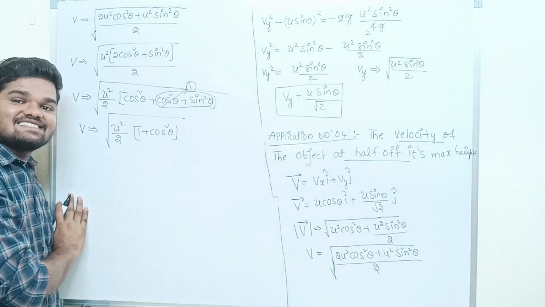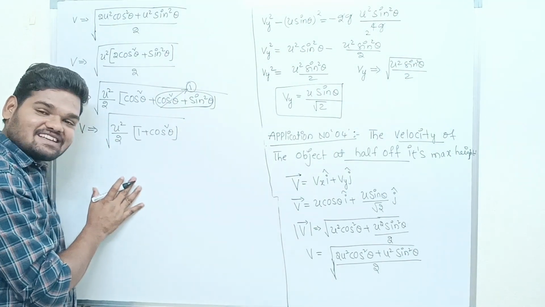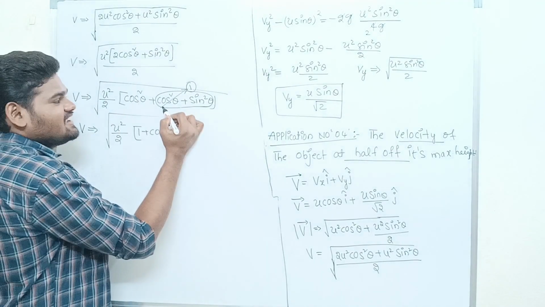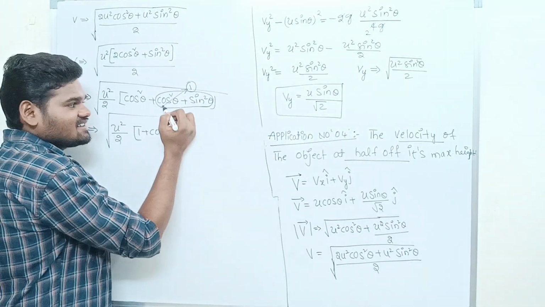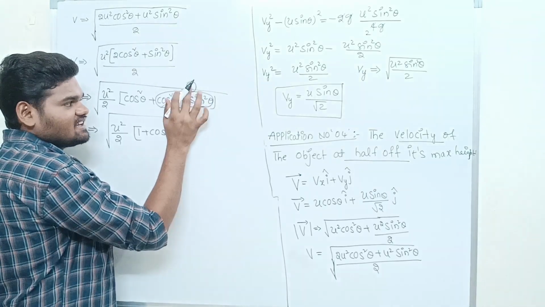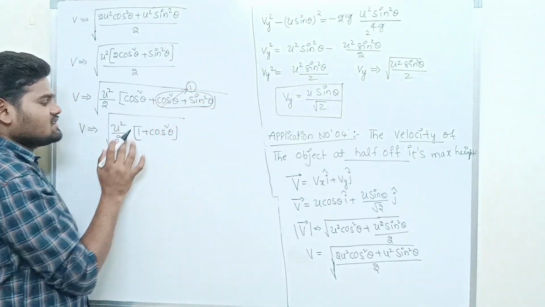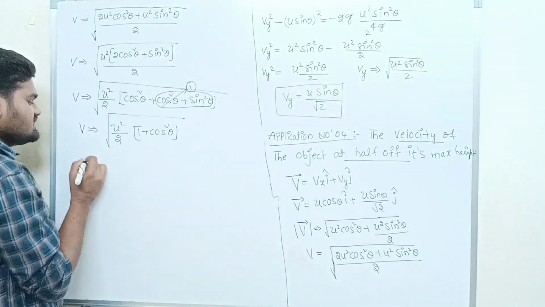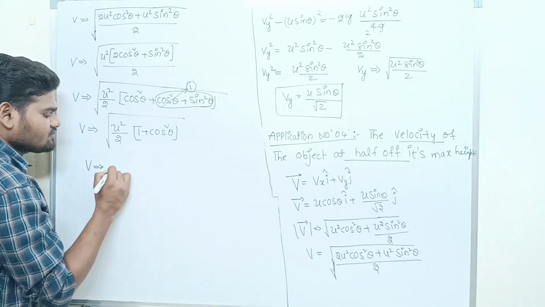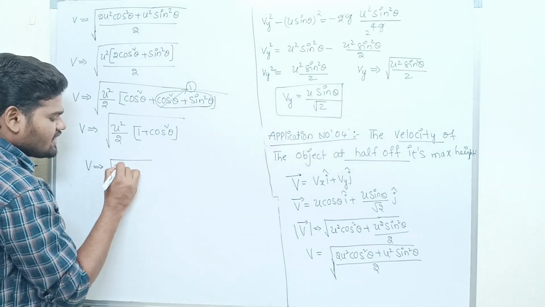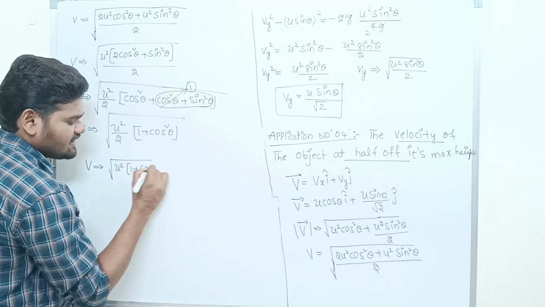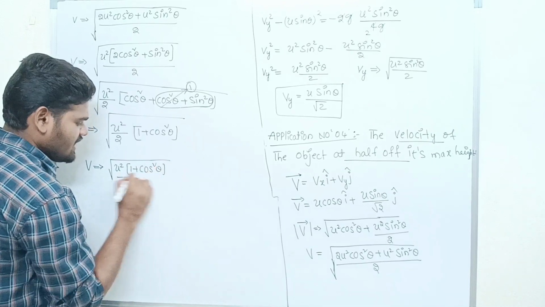Any difficulties there? Simple thing. Simple mathematics. Okay, don't lose attention. So here we have cos square theta plus sin square theta. The value of sin square theta plus cos square theta is equal to 1. So 1 plus cos square theta. That's it. So this is what we got: v is equal to under root of u square times 1 plus cos square theta divided by 2.